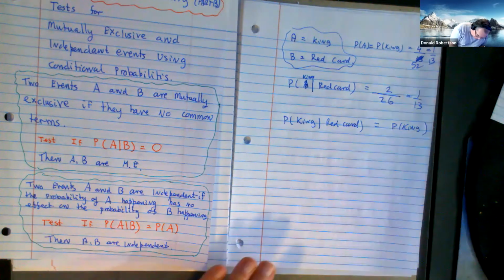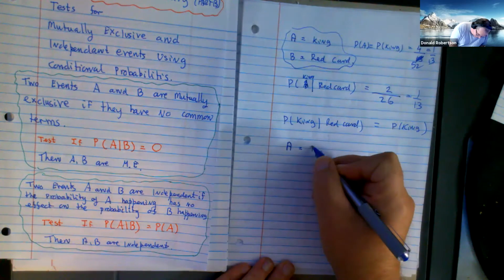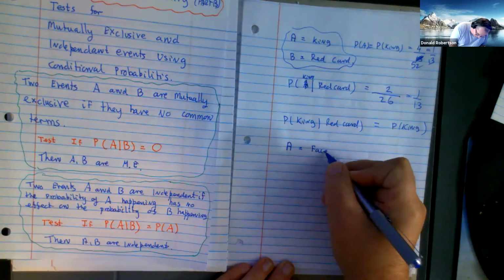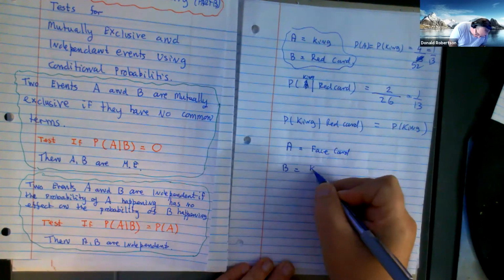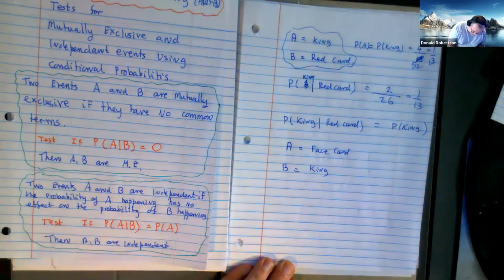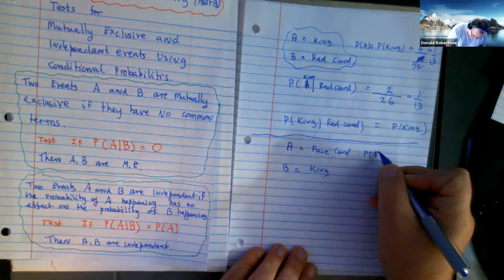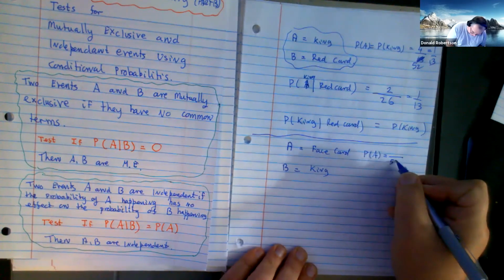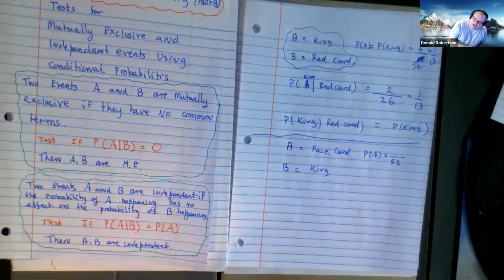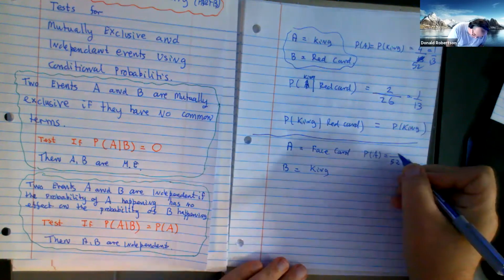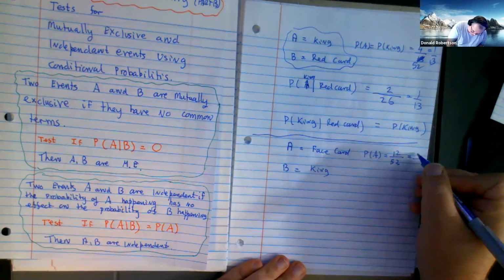Pick a different one. Suppose A is getting a face card, and let B be getting a king. Right? The probability that you get a face card, this time I make sure I get the bottom number right. How many face cards are there? Well, there's 3 in each of the suits, so that's 12 out of 52. You get 3/13.